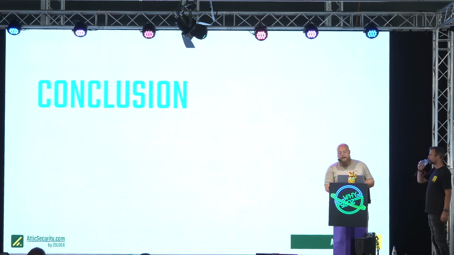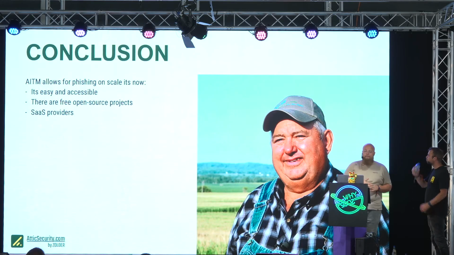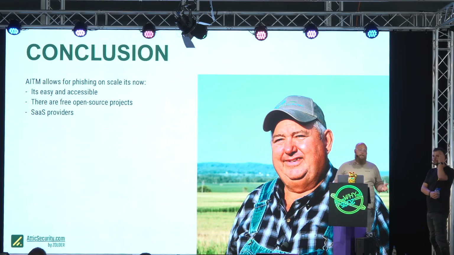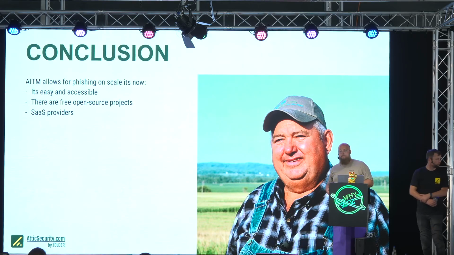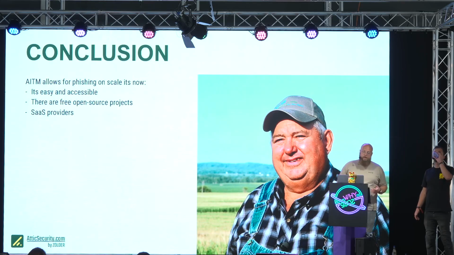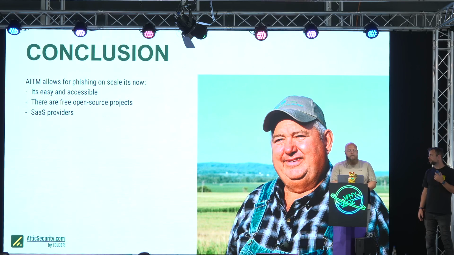So, in conclusion, AiTM reintroduces scalability, allowing you to phish at scale again. It's easy and accessible now because of the SaaS providers, which allow you to just rent it. You don't have to have any technical skill, which for the criminals is good, and for us it's pretty bad. And there are also lots of free open source projects nowadays, if you are a bit technical. And these SaaS providers keep popping up. You can see there's a new one every couple of months.